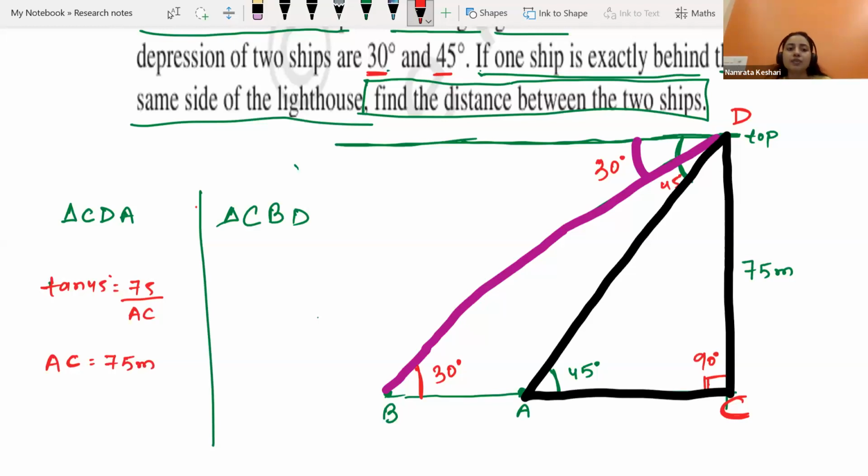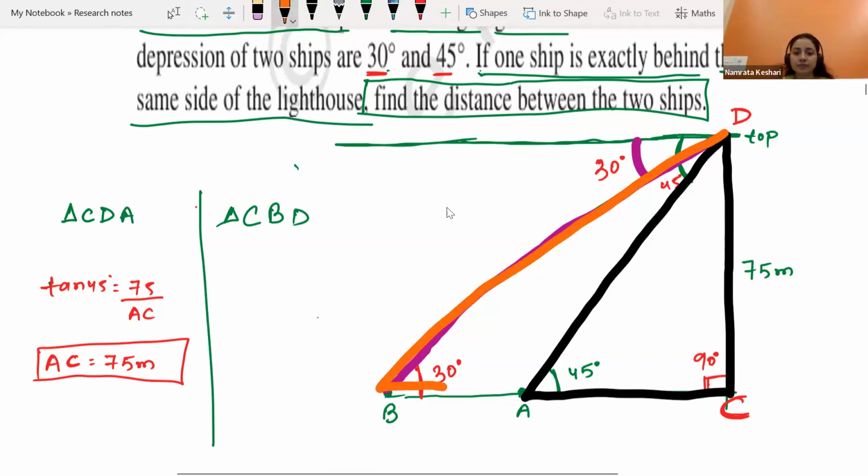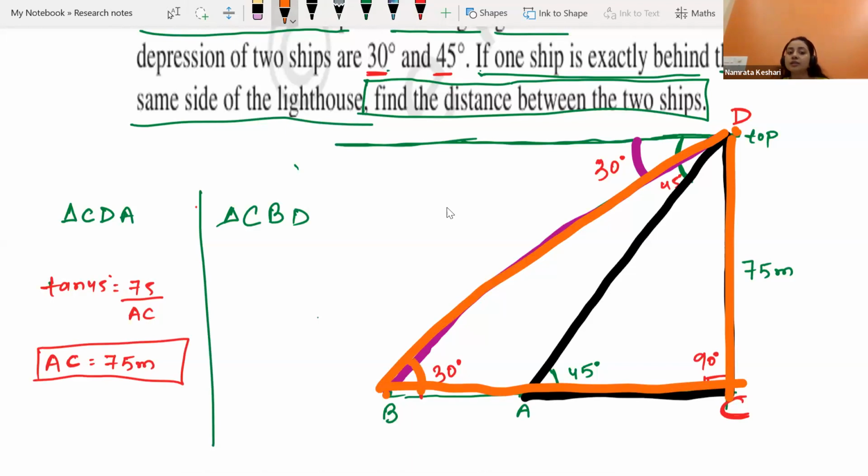Now we will focus on the bigger triangle. See the name I have written, CBD. Let me mark this triangle. This triangle we are focusing on for the ship B. 90 degree, 30 degrees over there. Forget about this 45 and all. So we can use the same concept. Tan 30 is equal to again 75 over the complete adjacent side. The adjacent side is BC. From here we'll be getting BC.